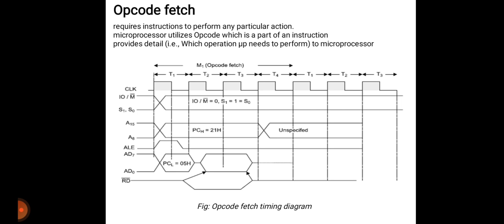Then we will see what opcode fetch is. Opcode fetch means the microprocessor requires instructions to perform any particular action, and in order to perform these actions, the microprocessor utilizes the opcode, which is part of an instruction. Which operation the microprocessor needs to perform is determined by these types of instructions performed by the opcode fetch.